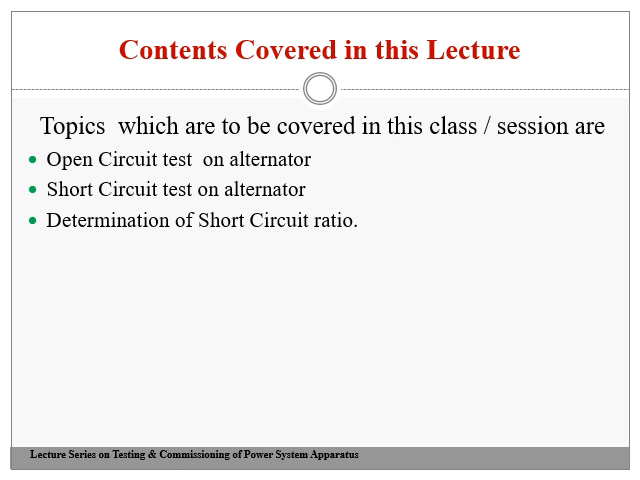In this session, we are going to have two tests. Normally we call one the OCC test, that is, the open circuit test. The other is the SCC, that is, the short circuit test. From these two tests, you are going to find out the short circuit ratio. The SCR is determined by knowing the test results of the open circuit test as well as the short circuit test on an alternator.